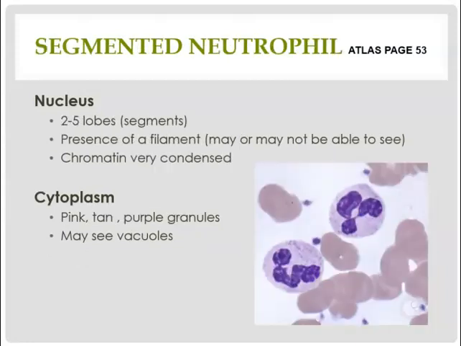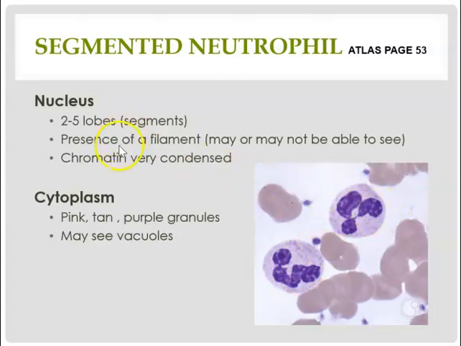Now in the maturation sequence, we're at the fully mature cell, and we're looking at a fully mature segmented neutrophil, and this is on page 53 in your atlas. For the neutrophils, the nucleus divides up into lobes. You can have 2 to 5 lobes or segments in your neutrophils. So this one has 3 segments. This one has 1, 2, 3, 4, and that one may be a 5th one. It's kind of hard to tell.